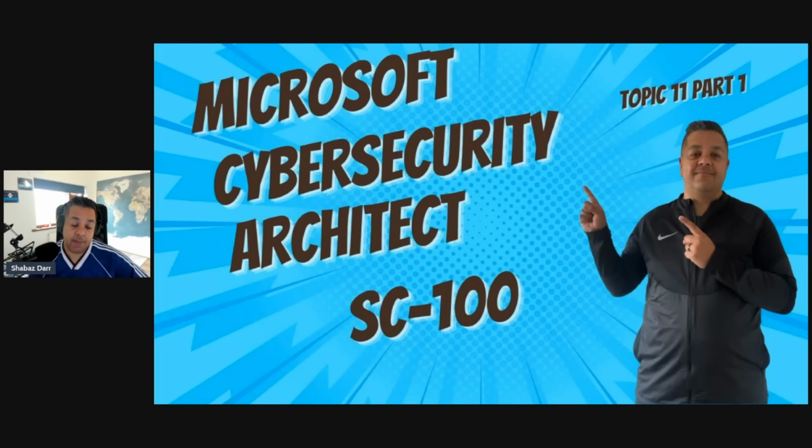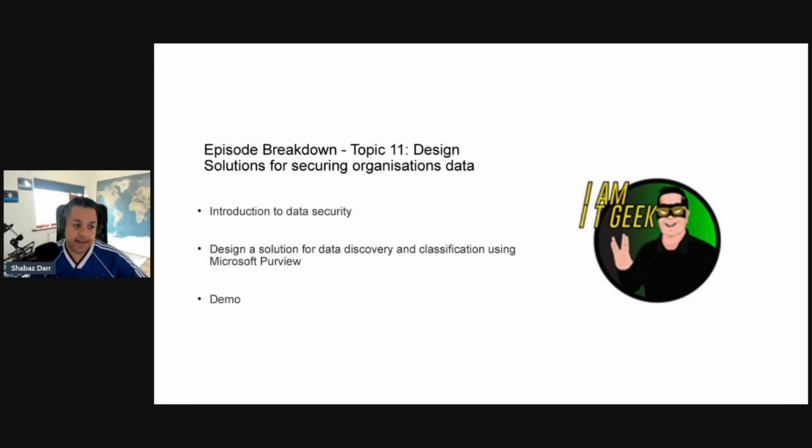So as I mentioned, this is topic 11 part 1 today. We're starting off, and this is the Microsoft Cybersecurity Architect exam topic series, the SC-100 exam. This topic 11 is designing solutions for securing organizations' data. So we're going to do a bit of an introduction to data security, and then we'll talk about designing a solution for data discovery and classification using Microsoft Purview.